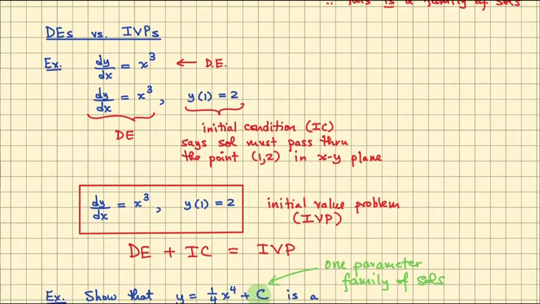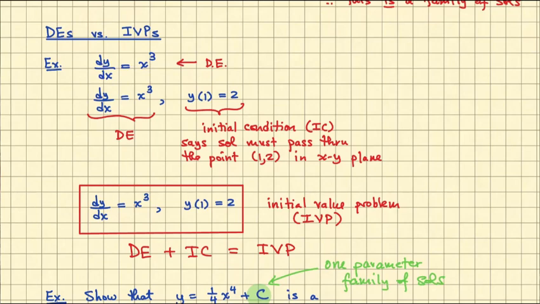Okay, next we want to talk about the difference between differential equations and initial value problems. So remember, a differential equation, as we talked about in the last section, is just an equation involving an unknown function and one or more of its derivatives. So this is a differential equation in the unknown y. We're looking for the function y such that when you take its derivative with respect to x, you'll get x cubed. So this is just a differential equation.